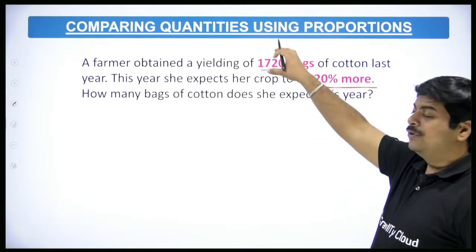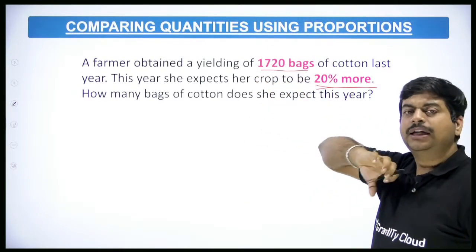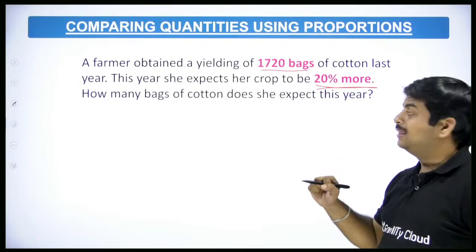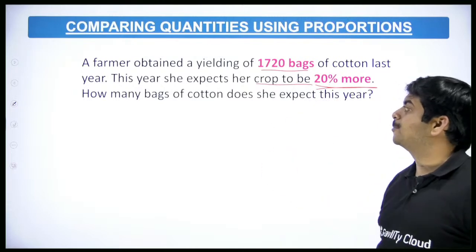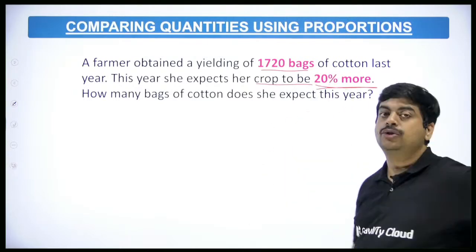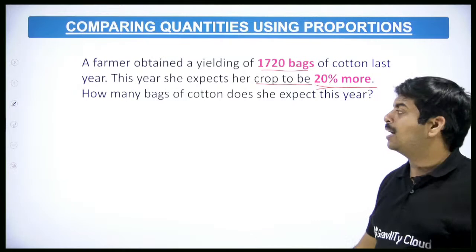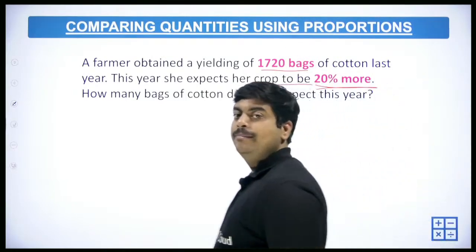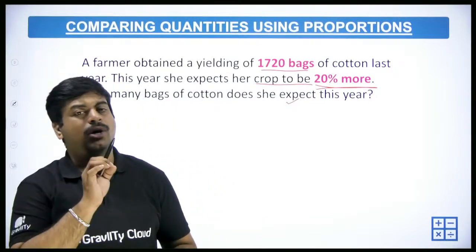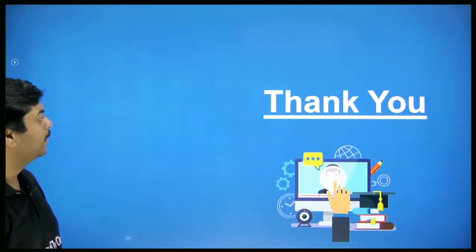So, if 1720 is the amount for last year, out of that we need to take 20%. That amount is the increase, since it says she expects her crop to be 20% more. So that many bags will be the additional bags, and adding it will give you the total number of bags she is expecting, right? I hope you understood the question, so please try it properly.